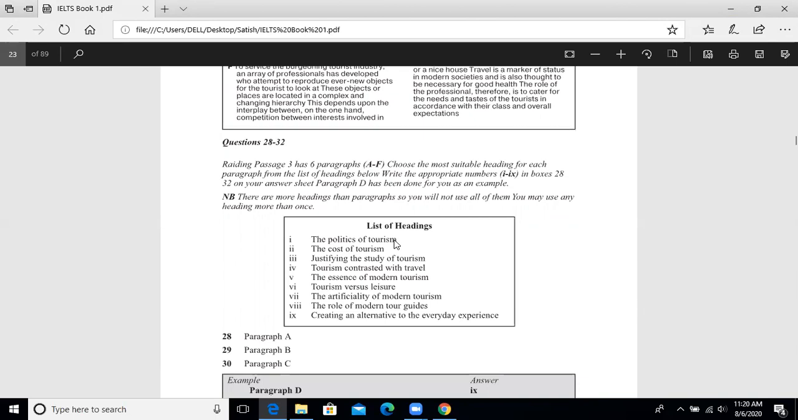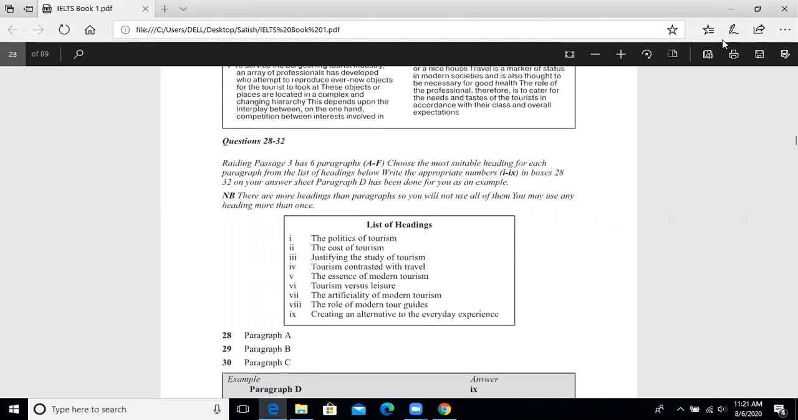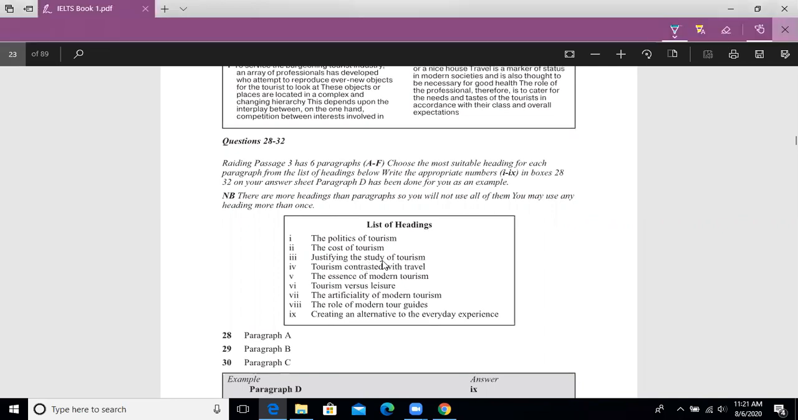Okay, so they weren't talking about the politics over there, but they were trying to defend how good tourism is, and if you go and explore it, you might be able to get some really good things from it. The cost of tourism, no, they haven't talked about that. Justifying the study of tourism. Okay, yes, they did talk about investigation. I'll mark this one. Investigation means working on something or studying something. Yes, they did talk about this. I'm pretty much sure that this could be the answer.